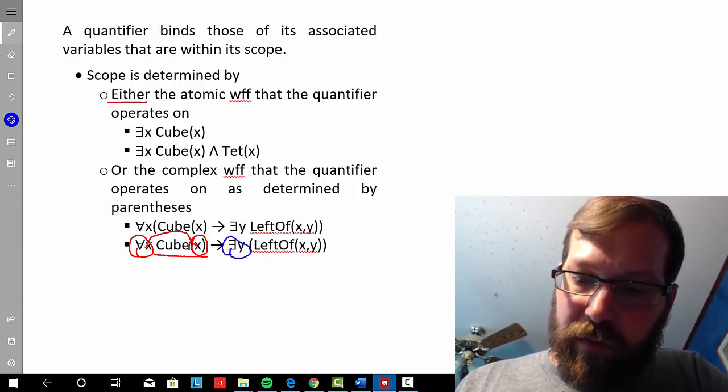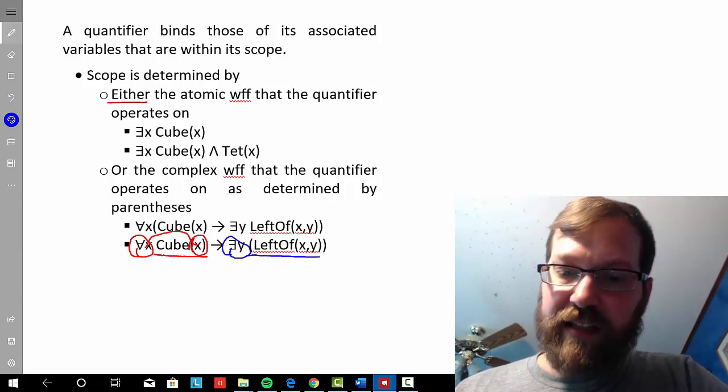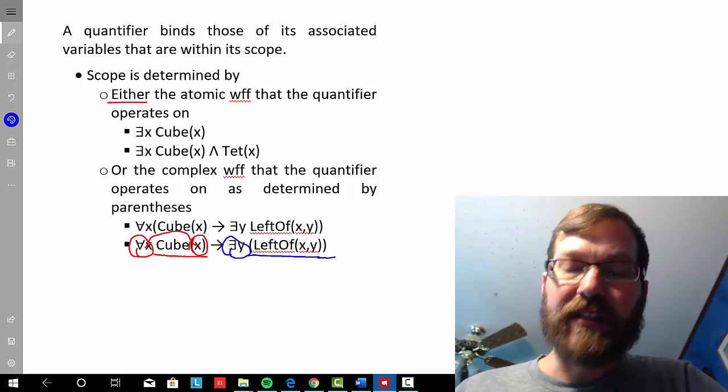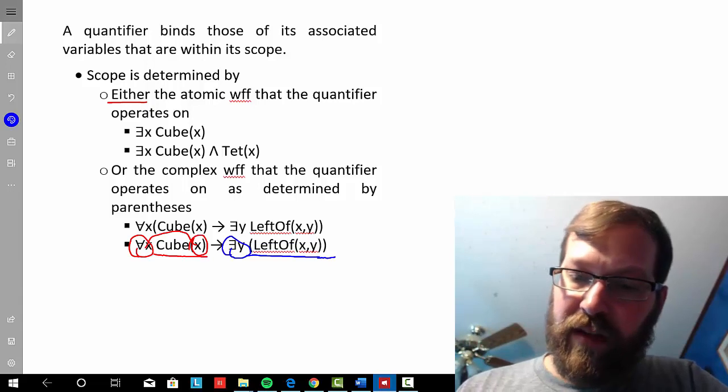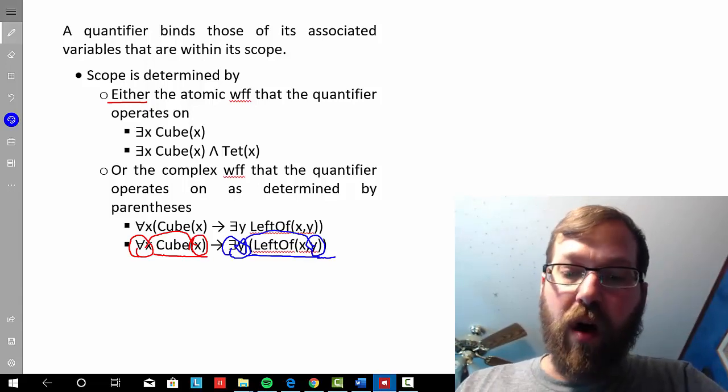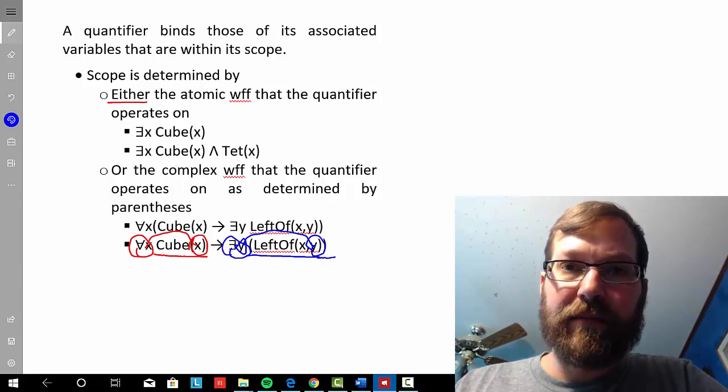With this existential quantifier, its scope extends out to here, because the parentheses tell us to extend it all the way out there. It does bind this variable, but since it's a y, it doesn't bind the x.